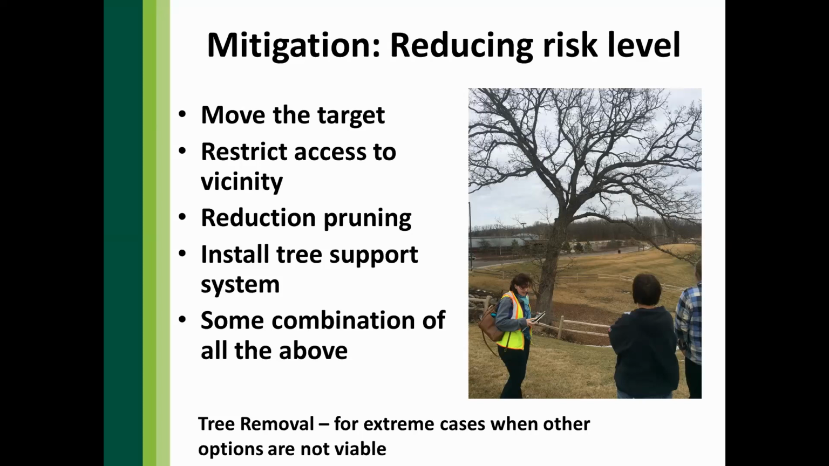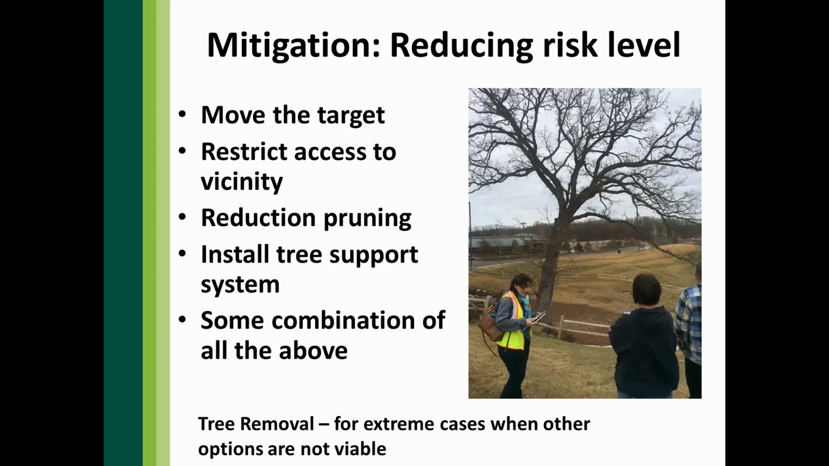Or you can restrict access to the vicinity around that tree, like at City of Minnetonka here. This is when Emily Ball was working for City of Minnetonka, and she's out at this big bur oak tree by the Civic Center there. So doing a risk assessment on that, one of the mitigations was to reduce the access to the tree, and other kinds of things happened with this tree as well.